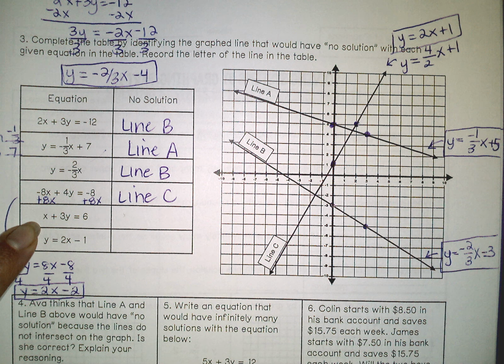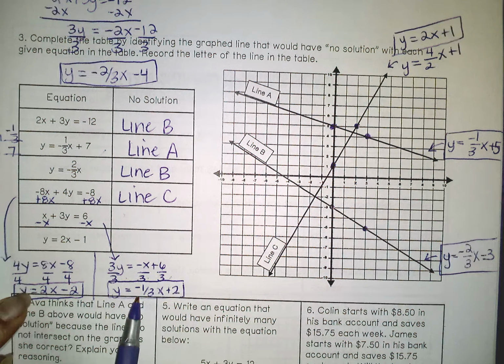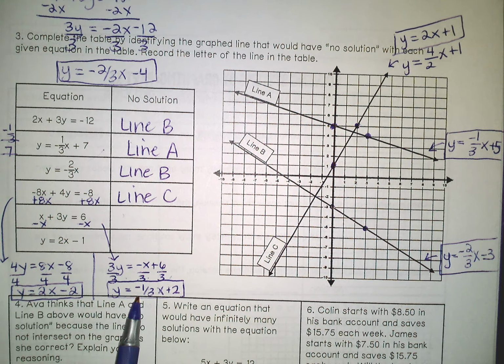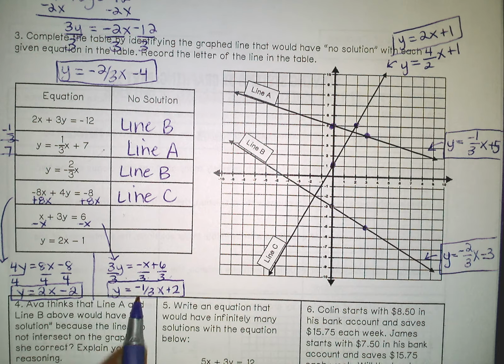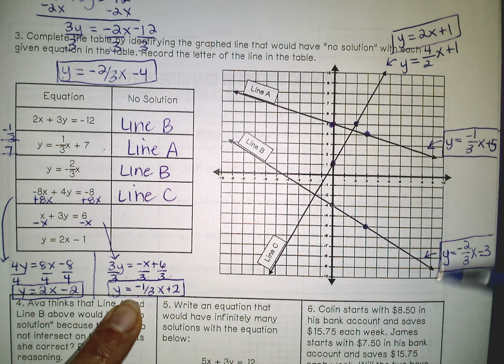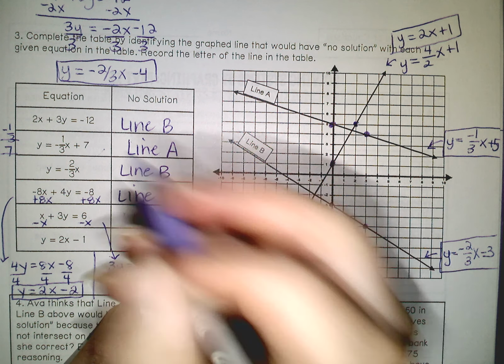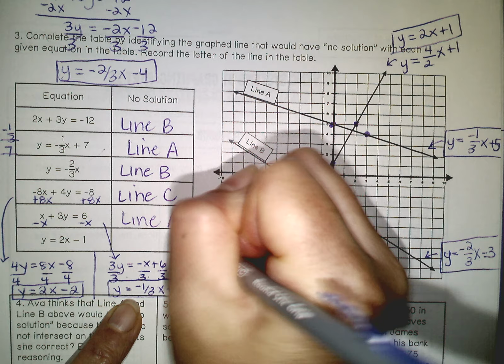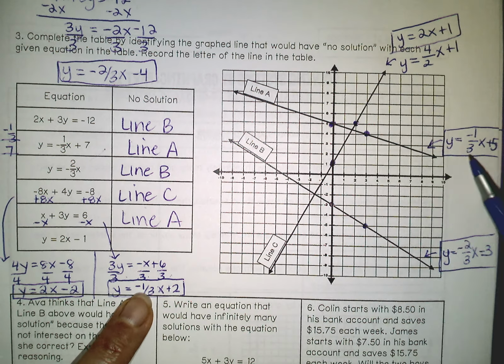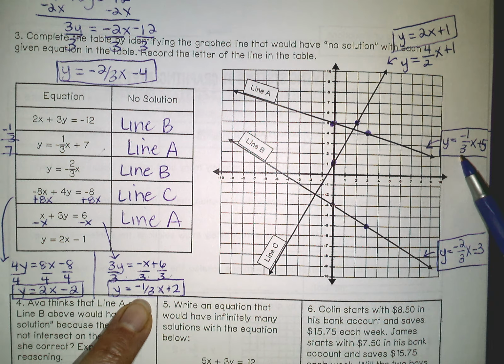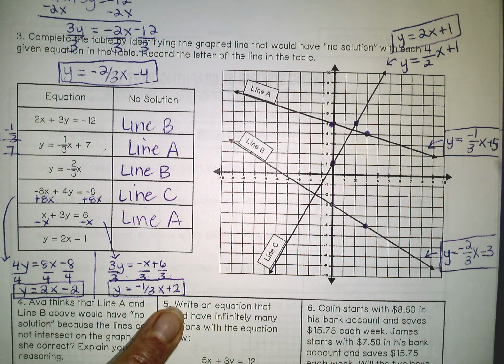Okay, this second to last one, work to get this into slope-intercept form. On this one I subtracted my x on both sides, divided by 3 on all terms, which gives me a simplified equation of y equals negative 1/3 x plus 2. So which other line here would give me a no solution with this system? Hopefully you answered line A.